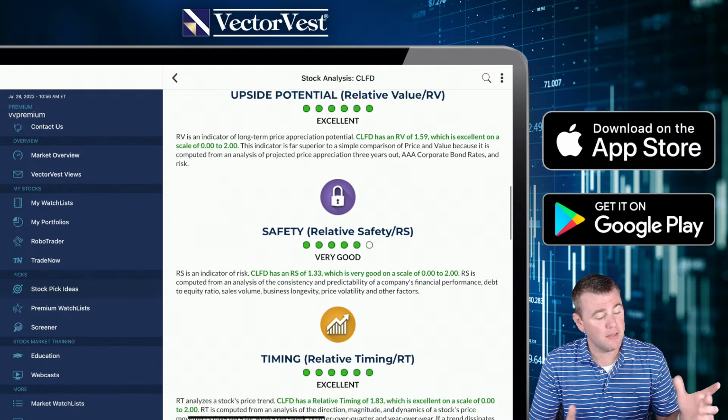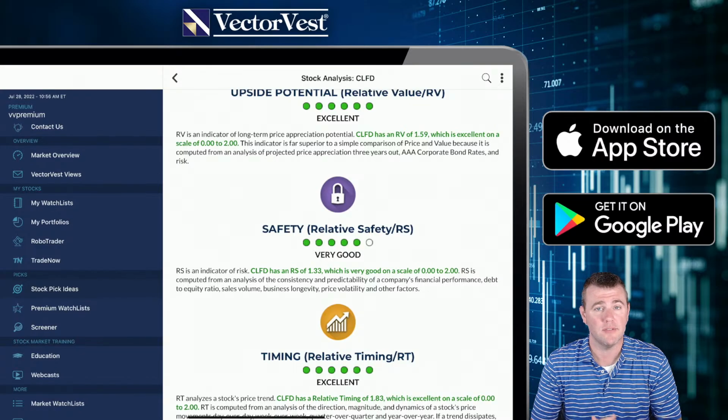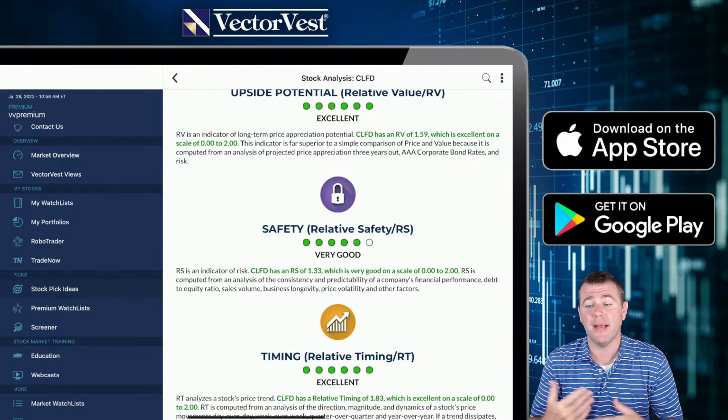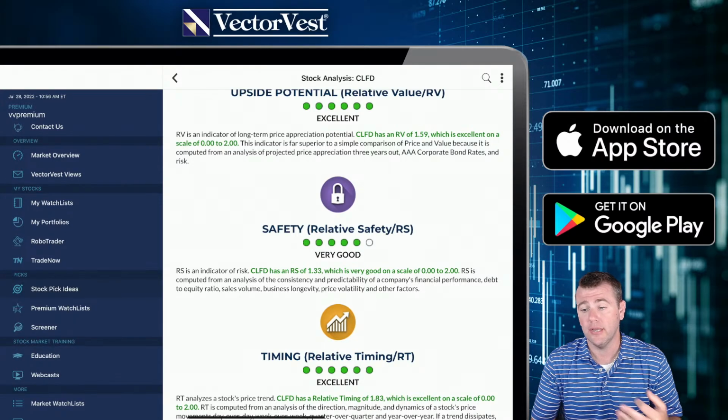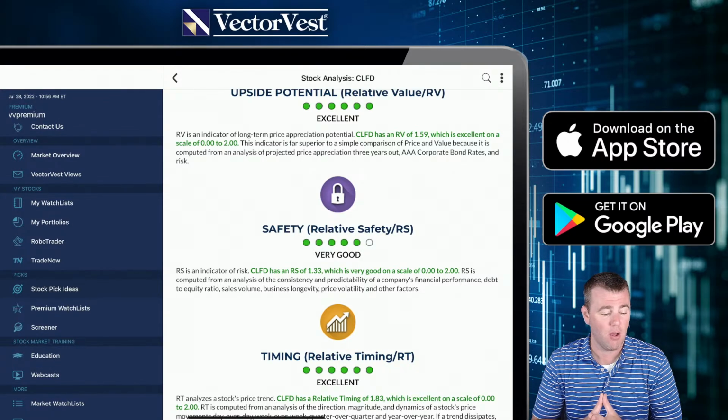Next one we're looking at is the RS, or relative safety. Now, this is looking at the amount of risk involved in the stock. The way it's doing that is by taking into account the company's current financial documents, current financial performance, looking at business longevity, price volatility, debt to equity ratios, sales volume. So it's really analyzing the balance sheet of the company and summarizing it all into a simple to understand indicator.